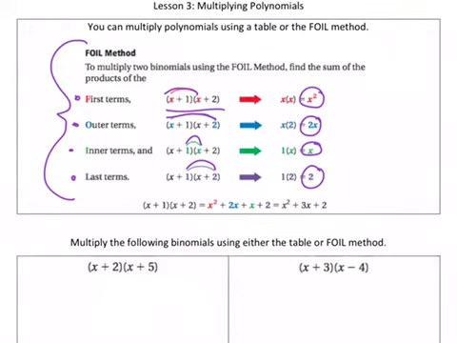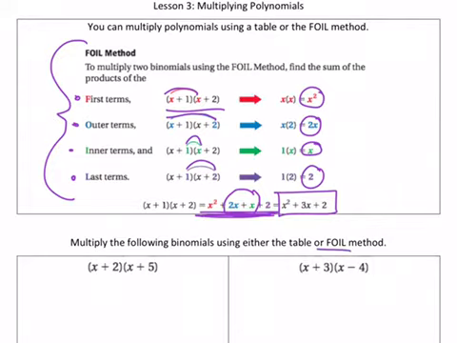Then what you would do is combine your like terms by adding them together. So basically it's just the 2x and the x that create 3x, and then your final answer is a polynomial that's given. And that's your answer. So we're going to go ahead and do these examples together to get it going.